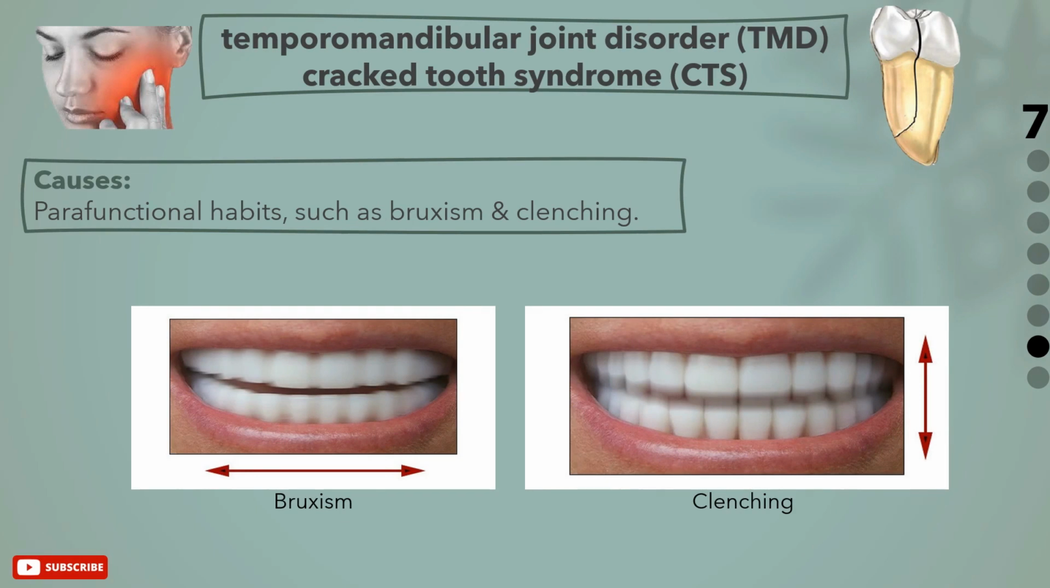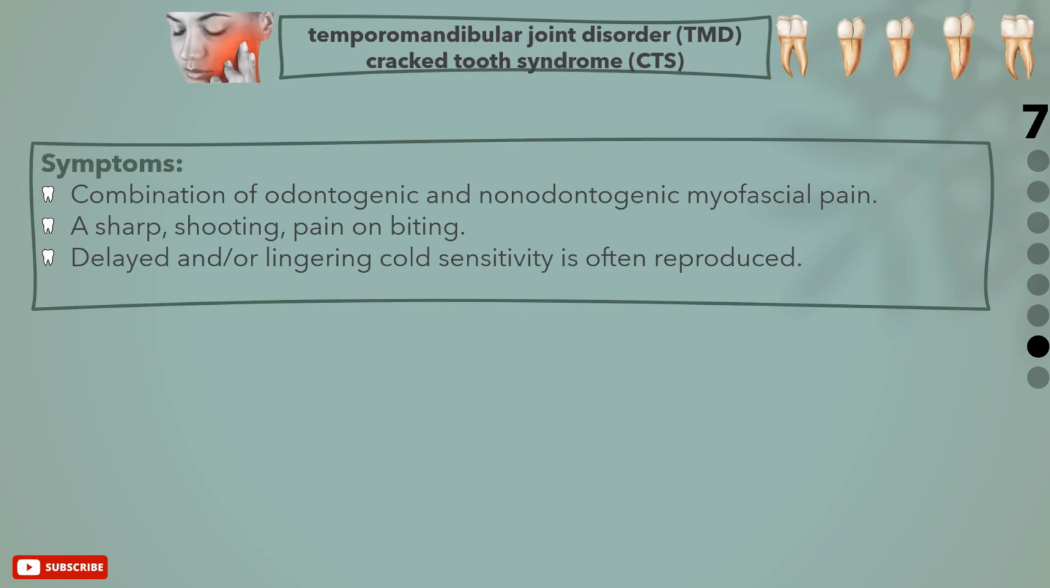Number 7. Temporomandibular joint disorders and cracked tooth syndrome. The cause of any TMD or tooth crack can be due to parafunctional habits like bruxism and clenching. The symptoms that accompany these cases are a combination of odontogenic and non-odontogenic myofascial pain related to the muscles around the TMJ, a sharp shooting pain on biting, and a delayed or lingering cold sensitivity is often reproduced.